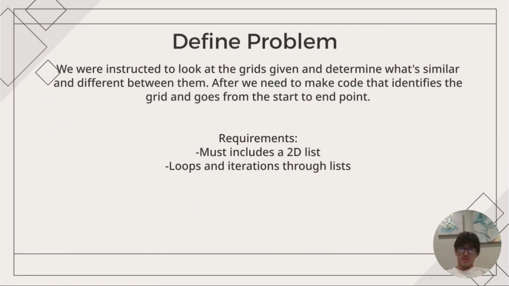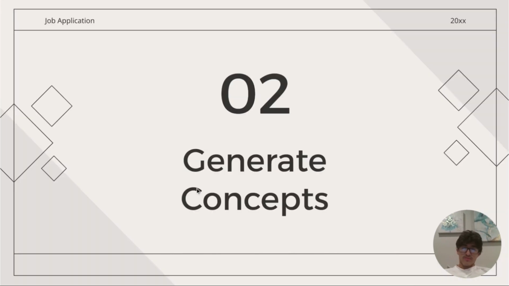The problem was we were instructed to look at the grids given to determine what's similar and different between them. After that, we need to make code to make paths for the start to end point. And down here are our requirements.